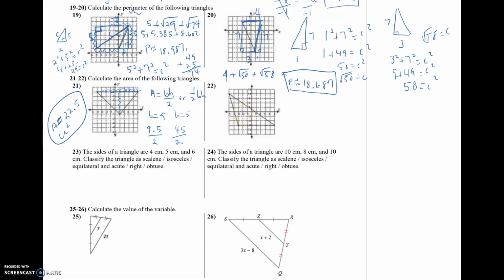All right, coming on over to number 22. If I'm looking at my base down here, 1, 2, 3, 4, 5, 6, 7, 8. My base is a nice 8. My height, I've got to drop an altitude straight down. My height is 1, 2, 3, 4, 5, 6, 7. And my area is my base times my height divided by 2. So that is the same as 4 times 7, which is 28. So 28 units squared.